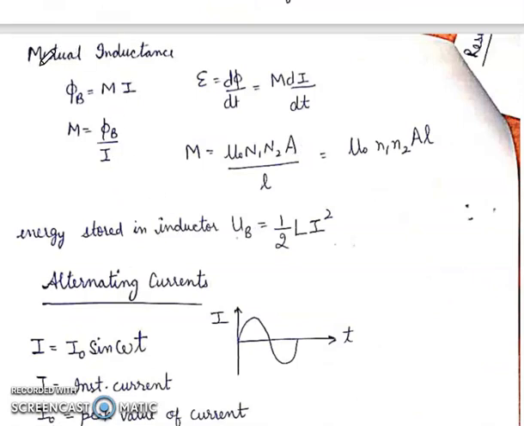Second is mutual inductance. Here phi is equal to Mi. M is the coefficient of mutual induction. EMF will be given by d phi by dt is equal to M di by dt. M is given by mu naught N1 N2 A by L. Here capital N is the total number of turns, and M is also given by mu naught n1 n2 A L. Small n represents number of turns per unit length of the solenoid.